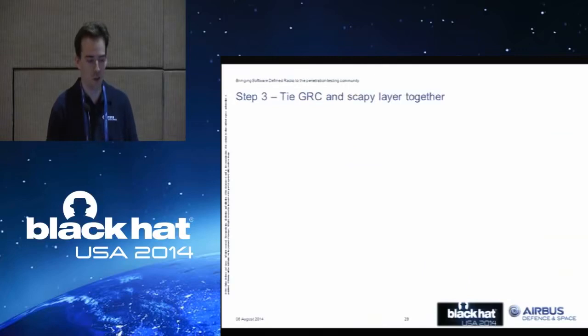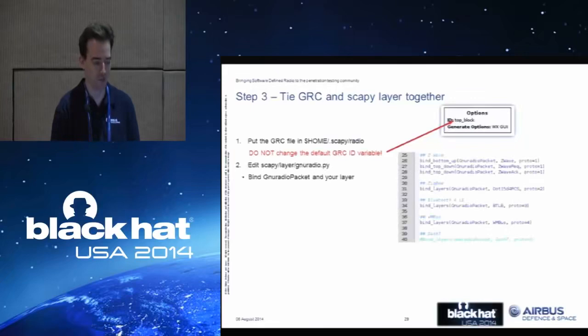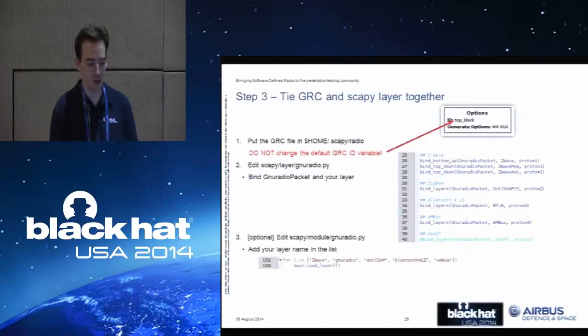Then you have to tie together the GRC and scapy. You just put your GRC in your home directory .scapy/radio, and that's all. The tool will find it. But for that, do not change the top_block value, which is the default one for your graph name, because the tool will rely on that. You then edit scapy/layers/gnuradio.py, and you bind the layers together. And optionally, you can just add your protocol in the list. It's just for auto-loading, but it's not necessary. You update the installer for scapy, and of course, don't forget to send us a pull request for your contribution.